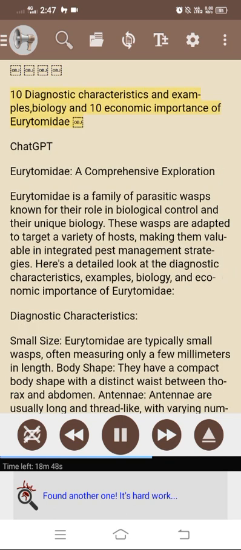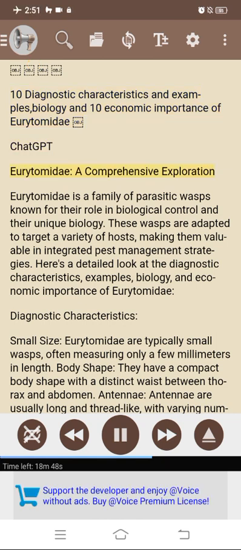Ten diagnostic characteristics and examples, biology, and ten economic importance of Eurytomidae. A comprehensive exploration. Eurytomidae is a family of parasitic wasps known for their role in biological control and their unique biology. These wasps are adapted to target a variety of hosts, making them valuable in integrated pest management strategies. Here's a detailed look at the diagnostic characteristics, examples, biology, and economic importance of Eurytomidae.